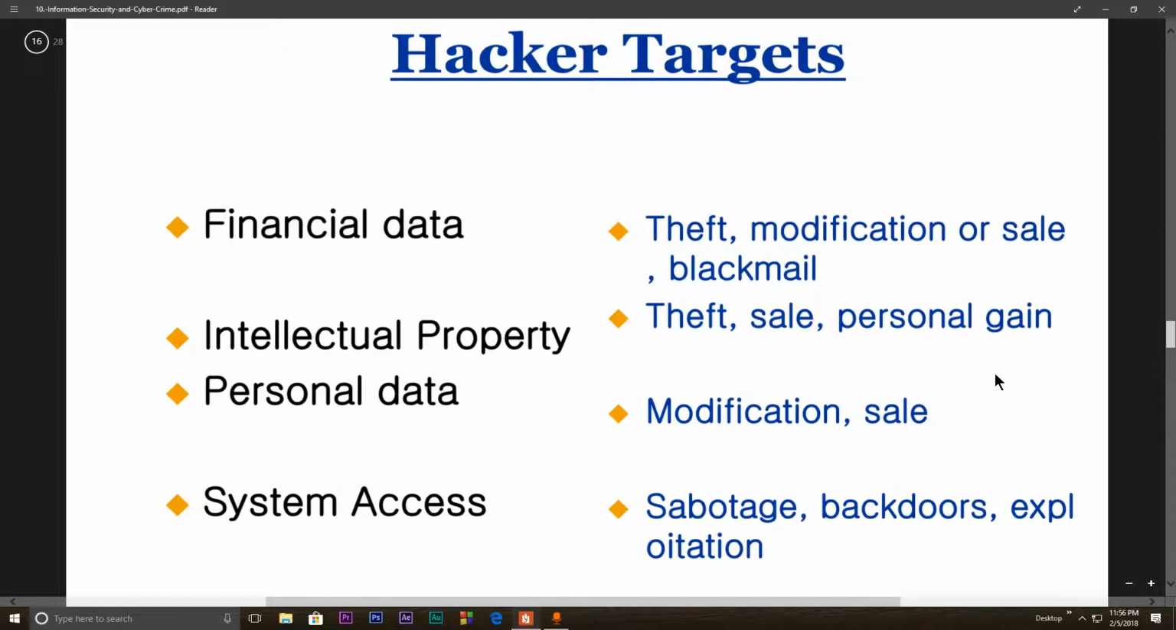Hackers actually target the financial sector a lot. Financial data: theft, modification, sale, blackmail, etc. they do. They also target intellectual property, and they also steal that, sell that, for personal gain. All those are their motives. Personal data modification, sale, and system access like sabotage, backdoors, exploitation, all are under system access.